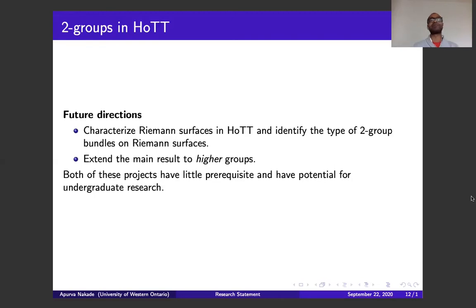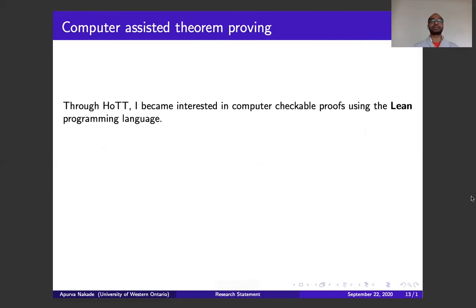And both of these projects have very little prerequisite. You need to know some basic things in homotopy type theory, but really Riemann surfaces and higher groups are very elementary objects. And there is a lot of potential for undergrad research. Then the last thing I want to talk about is computer-assisted theorem proving. This is something I got interested in through homotopy type theory.